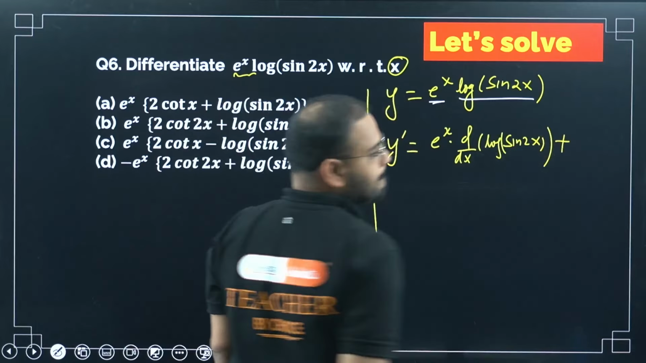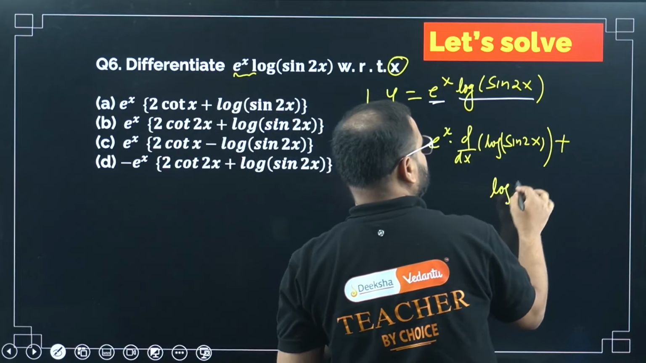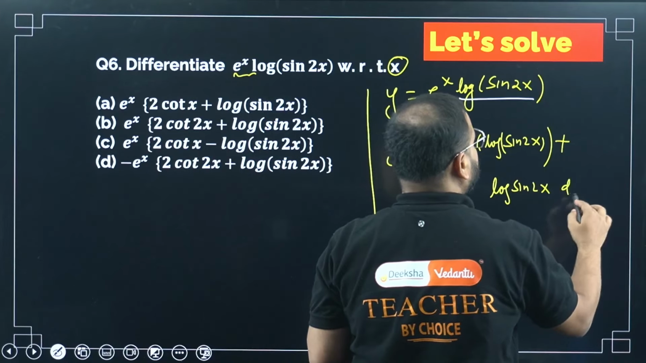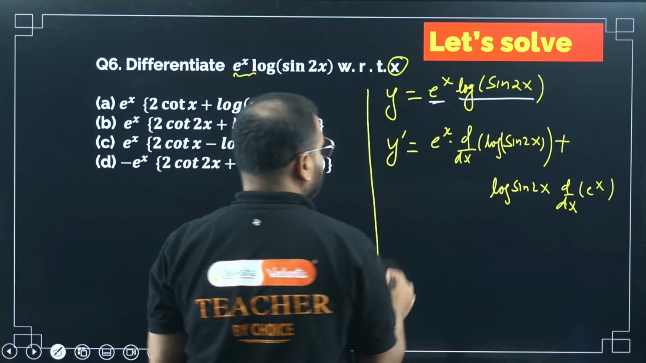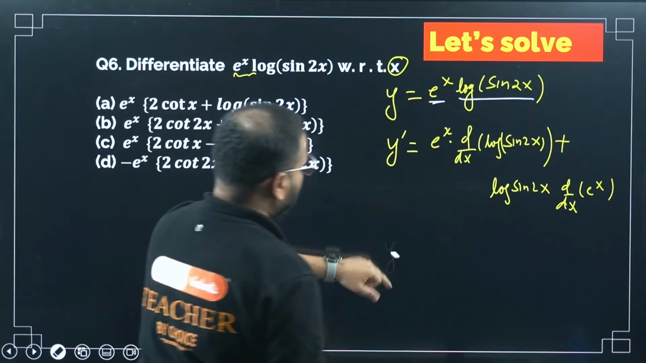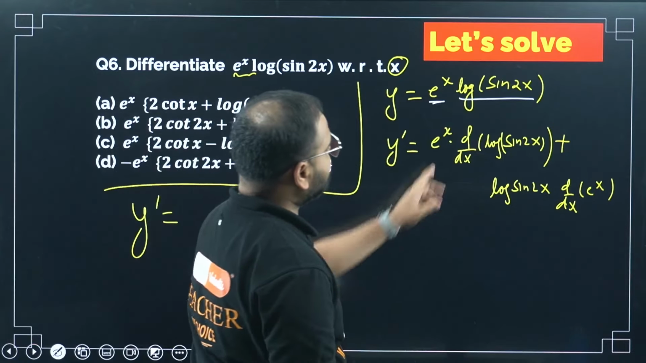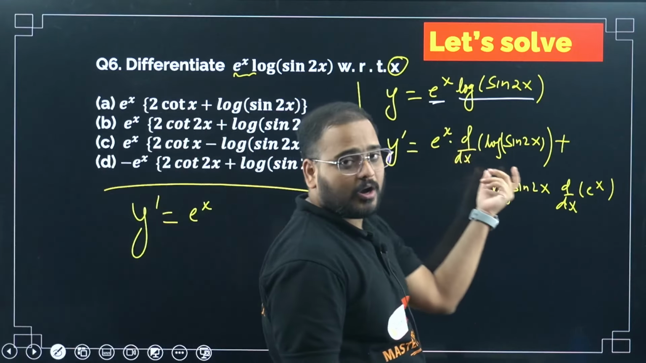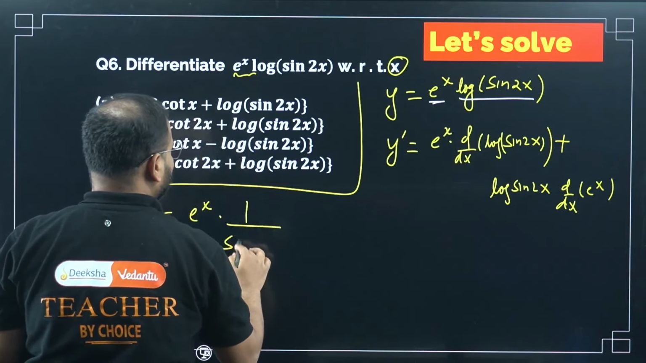Then the plus sign will come, the product rule has a plus sign. And then I'll keep log of sine 2x as it is and differentiate e power x. Please check the result. y dash equals e power x remains as it is, and this will be the differentiation of log, which is 1 upon the value in the log, so 1 upon sine 2x.